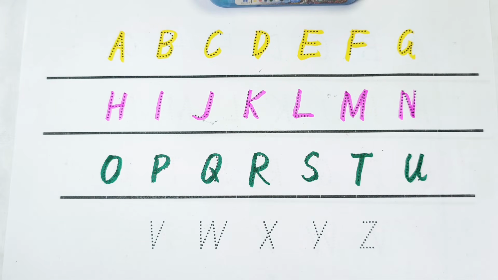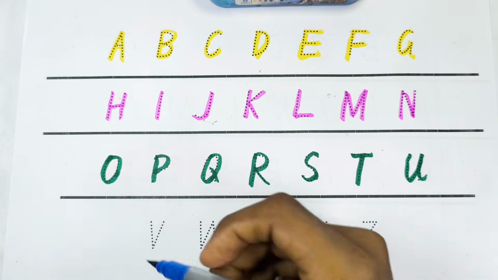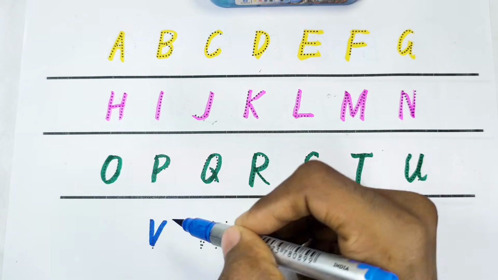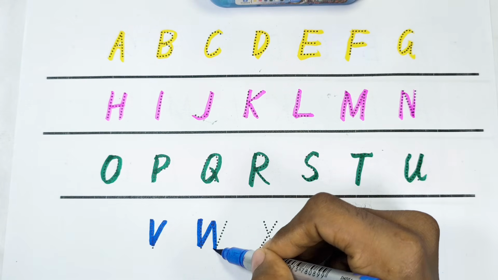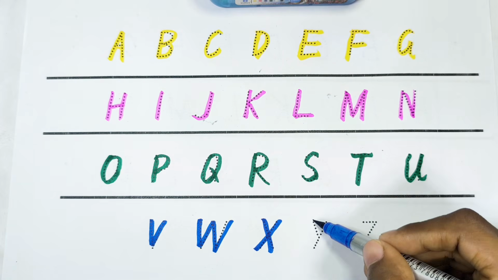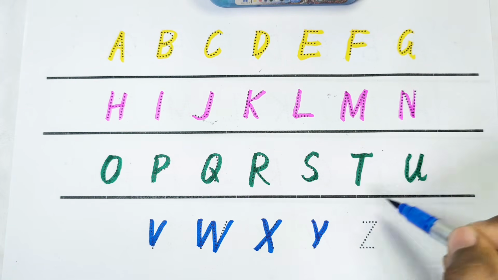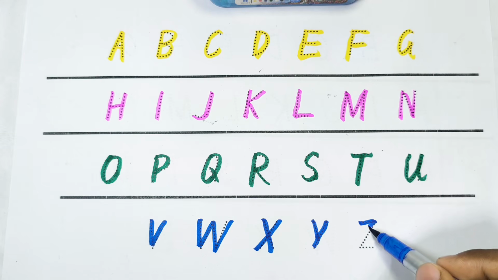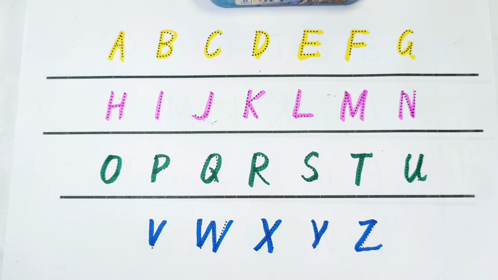U for umbrella. Kids, now you draw V. V for van. W for whale. X for telephone. Y for yo-yo. And Z for zebra.